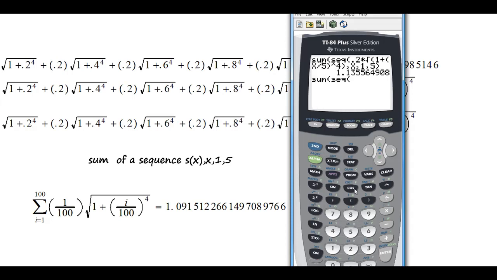Then sequence. Now what do we need? We need a y variable, and that we entered as y1. You could have entered it directly, but there'd be too much entering if you did that. So we have x, then 1, and how far are we going? We are going through 100. Let's see what we're going to get. Yes, and then it stopped right here. Good. So that's how you can use the calculator to obtain these values.